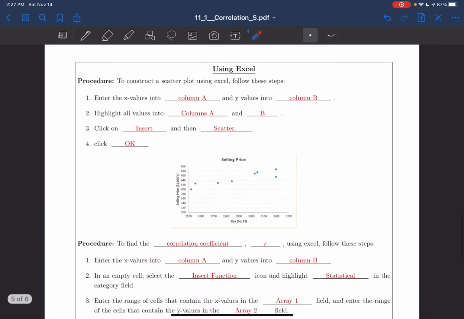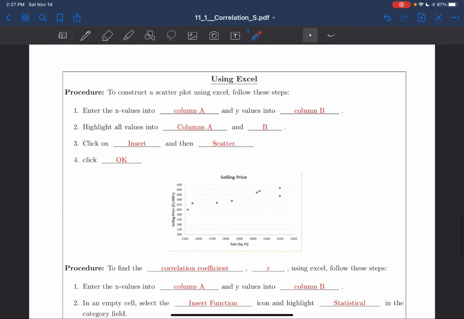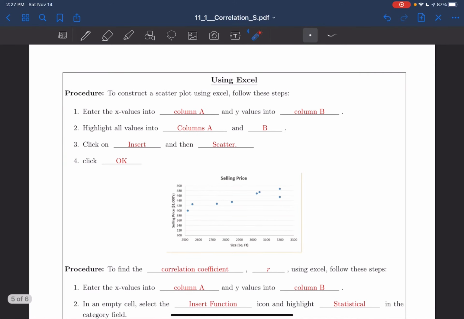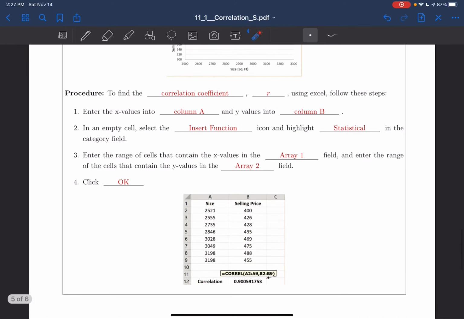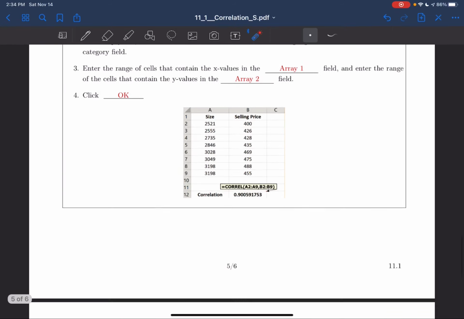So I made a little how-to spreadsheet, or a little instruction on how to create a scatter plot and correlation coefficient R using Excel. So if you kind of forgot, here's a little step-by-step instruction. This is for scatter plot, and this is for correlation coefficient R. Okay, so let's do another example.